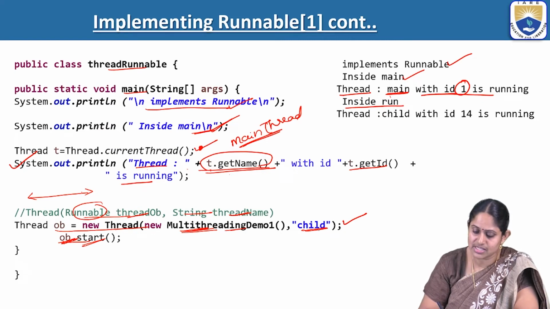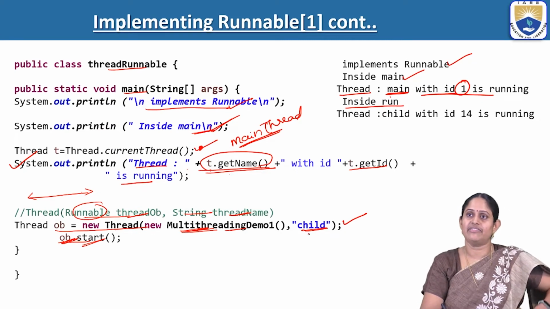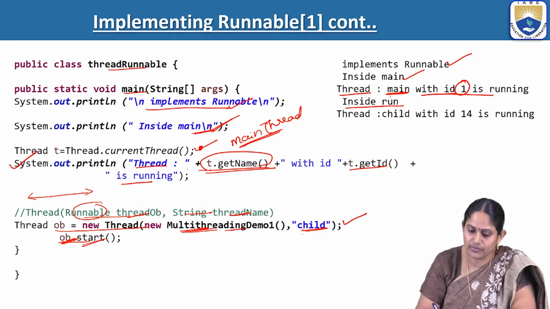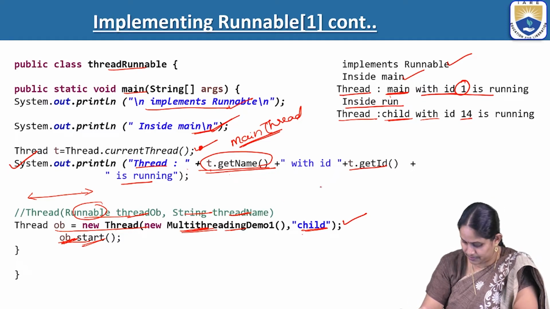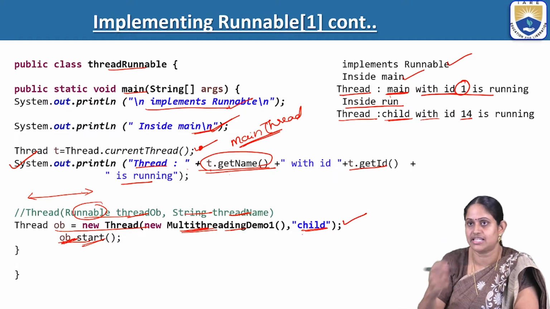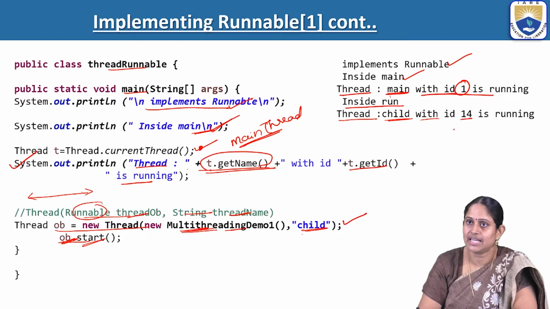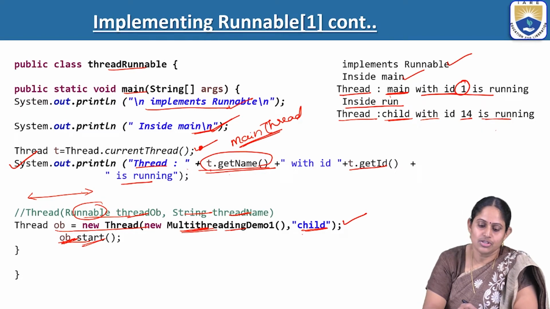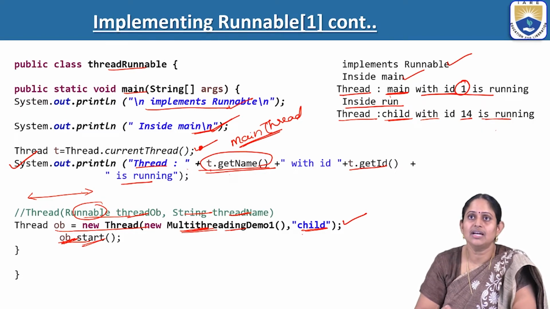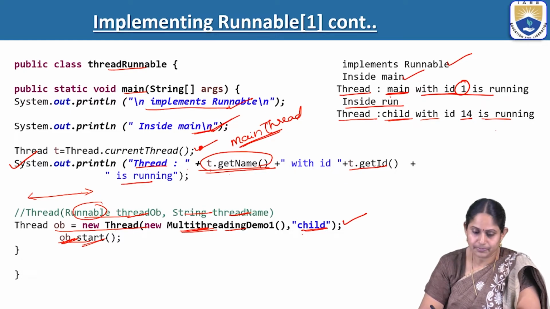The thread name was, while creating the thread, we gave the name child. So we get the statement Thread child with ID 14, because that may be the 14th thread which is being executed. So you get with ID 14 is running. So this is how we implement it using the Runnable interface.